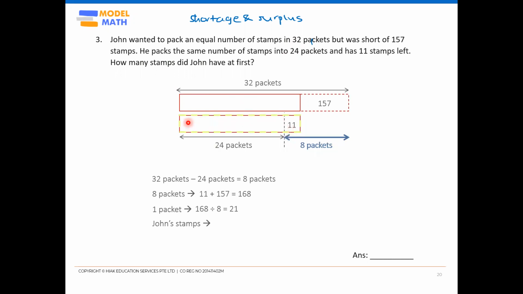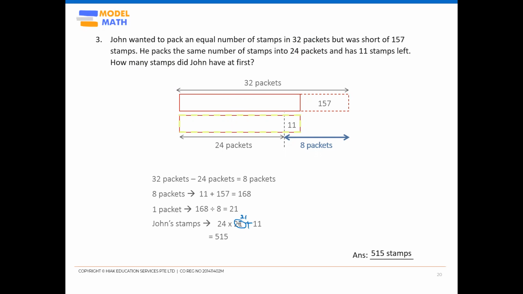So for scenario 2, I have to find out how many stamps are in 24 packets. So 24 times 21. But because there is this additional 11, you have to show the plus 11, which will give you 515. So 515 stamps. So ignore this, this should be just a 21, then there's a plus.